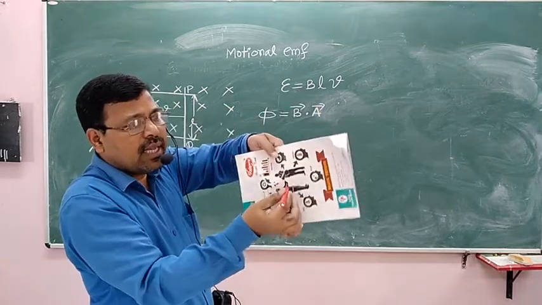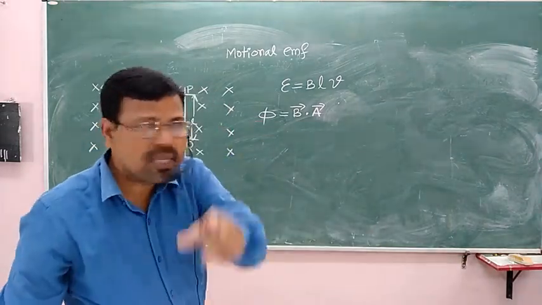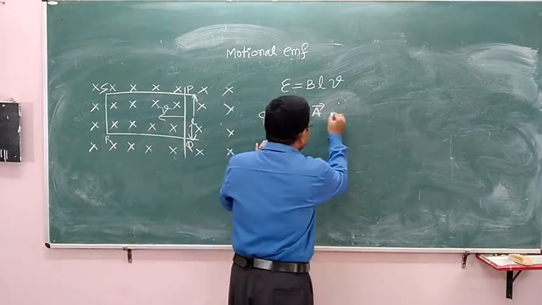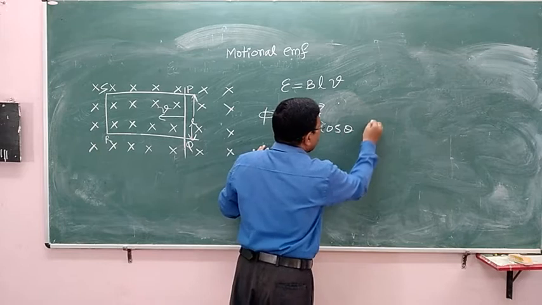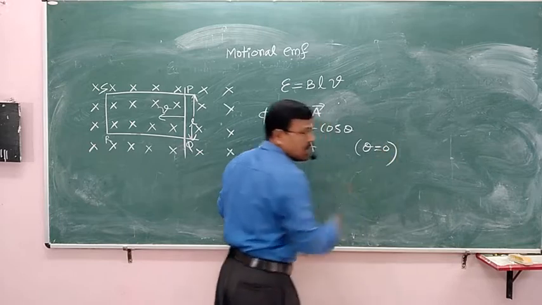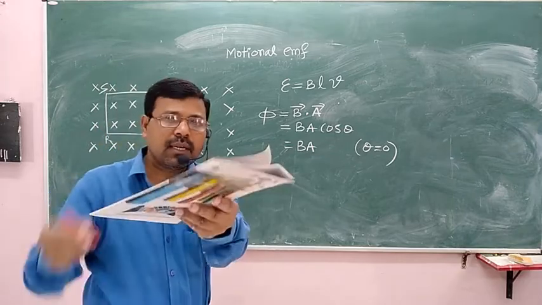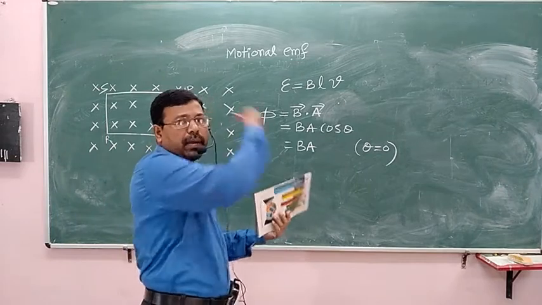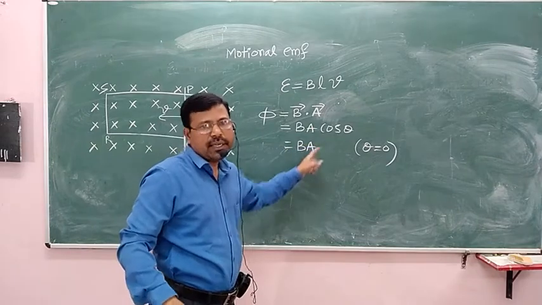In this case, the area vector and the magnetic field are both in the same direction. If you consider the angle between B and A to be 0, then this becomes BA cos theta. Since theta is 0, the angle between the area vector and magnetic field, which are into the board, into the plane, is 0. Therefore cos 0 is 1, and it is BA.